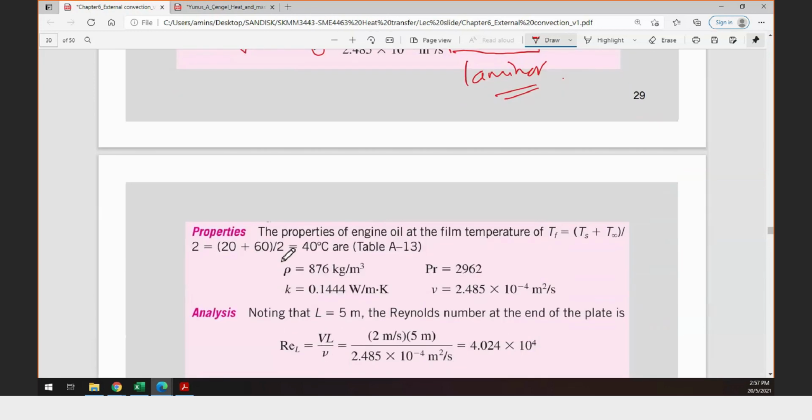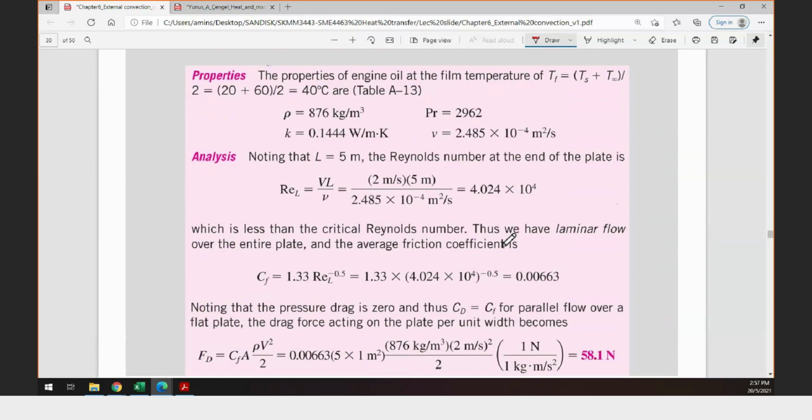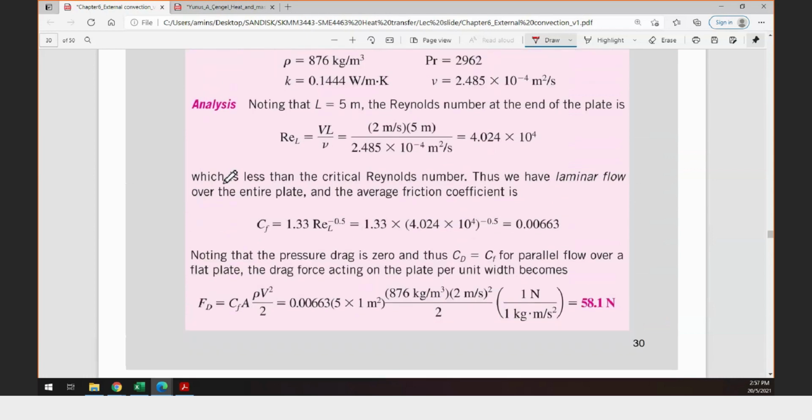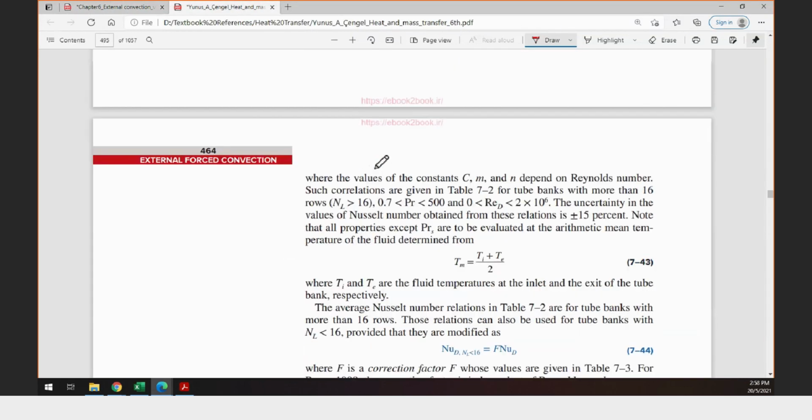So when it's laminar, you need to calculate the drag force, right? So you need to find the friction coefficient for the laminar. So where did they get this value 1.33? Where is it, the laminar?